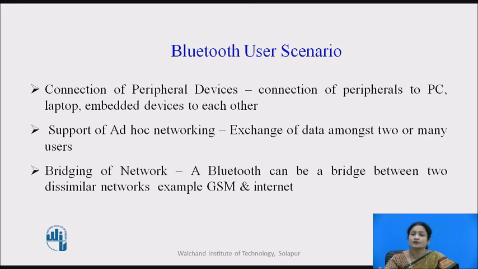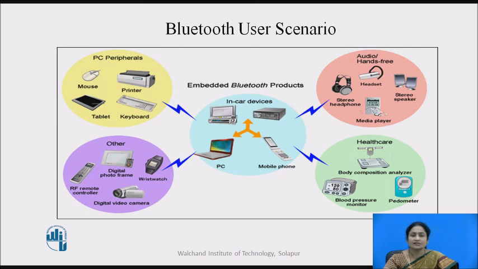Just now we were discussing that you can connect two phones. If the two phones have different GSM services, one may have Idea services and one may have Jio services, they can connect through Bluetooth. Those two devices can connect to the Bluetooth network, or they can be connected to the internet also. Here you can see the user scenario with the pics. Here is the PC with peripheral devices. You can have a wireless mouse, that is a Bluetooth mouse, printer, tablet, or keyboard. All these devices can be connected to the PC wirelessly by using Bluetooth technology.